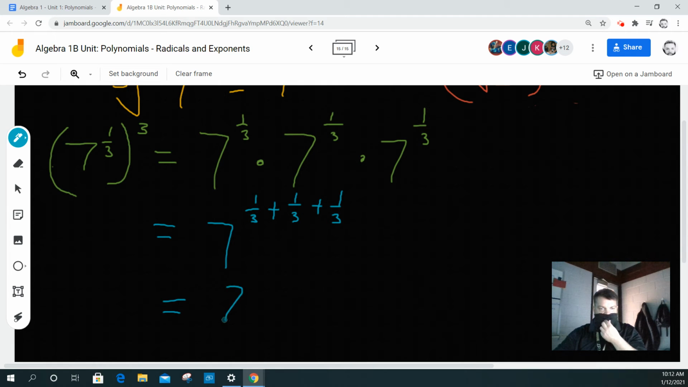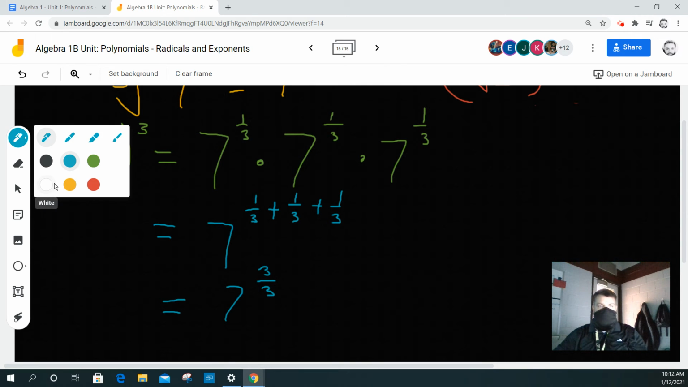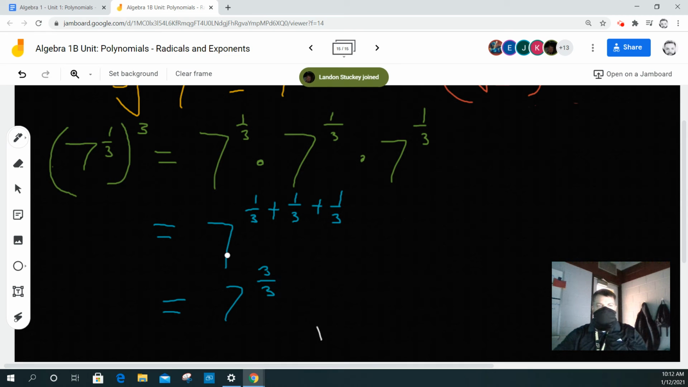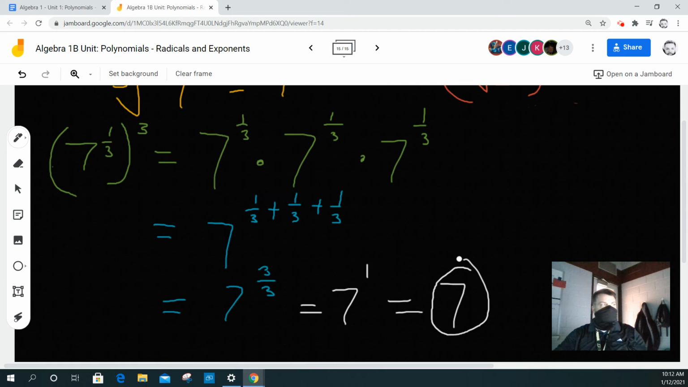What's that? Well, 1/3 plus 1/3 plus 1/3 is 3/3. Right, so that's a 1, right? So in my next line, that would be 7 to the first power, which is just 7. And that's how you would prove that.